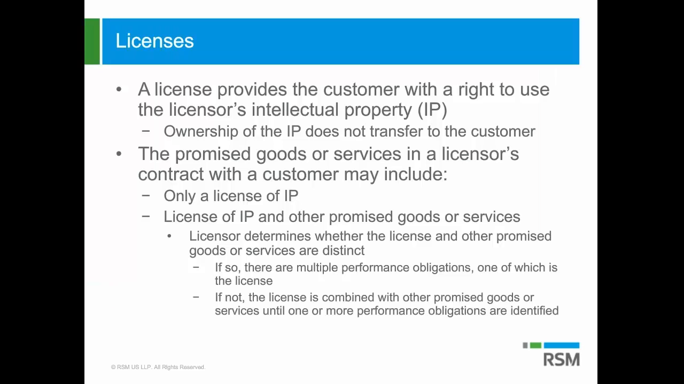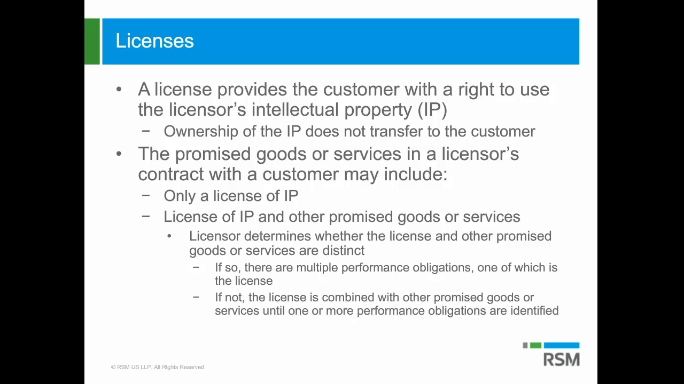So the guidance on licenses today is there's a lot of different guidance, actually. So you have guidance, say, for software licenses, different guidance for franchising arrangements, guidance for things like films and broadcasting. So there's a lot of different guidance on licenses. So now there's just going to be one model under the new standard for licenses.